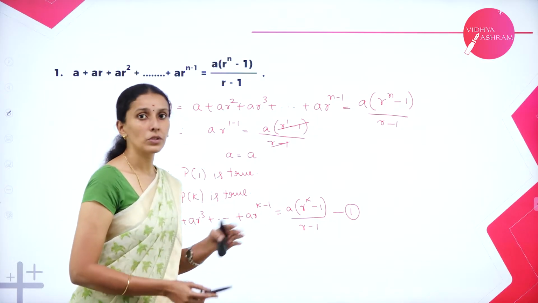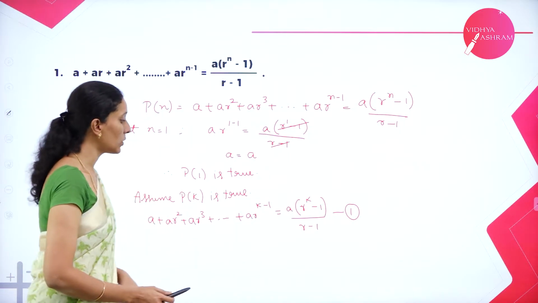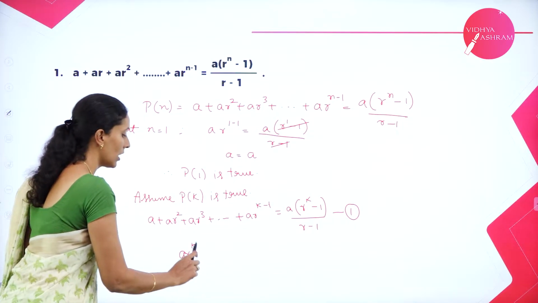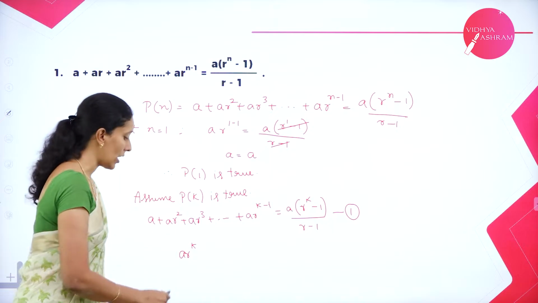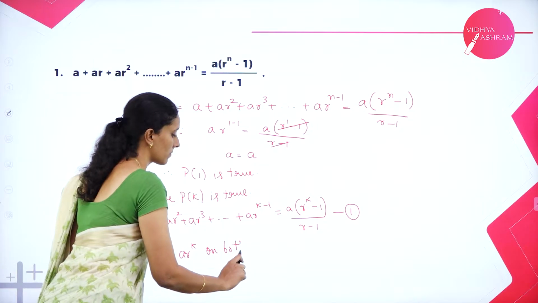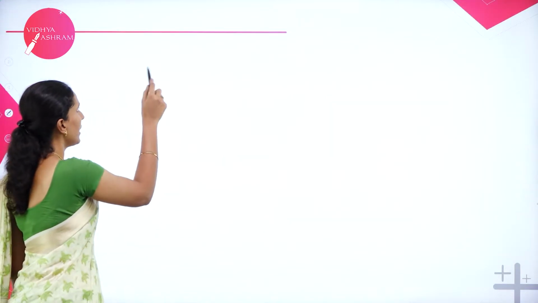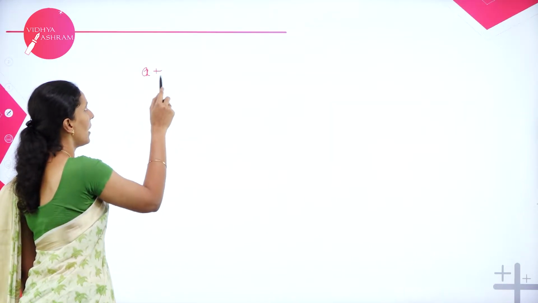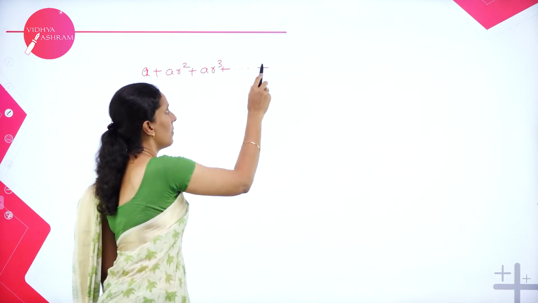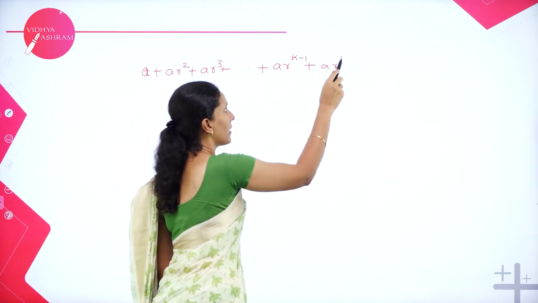If you want to prove the result for the k plus 1 value, you have to add the next term. What is the next term to it? If you have ar to the power k minus 1 here, then the next term is ar to the power k. So add a into r power k on both sides. So if you add it on both sides, we get the left side as a plus ar plus ar square plus etc. plus ar to the power k minus 1 plus ar^k.